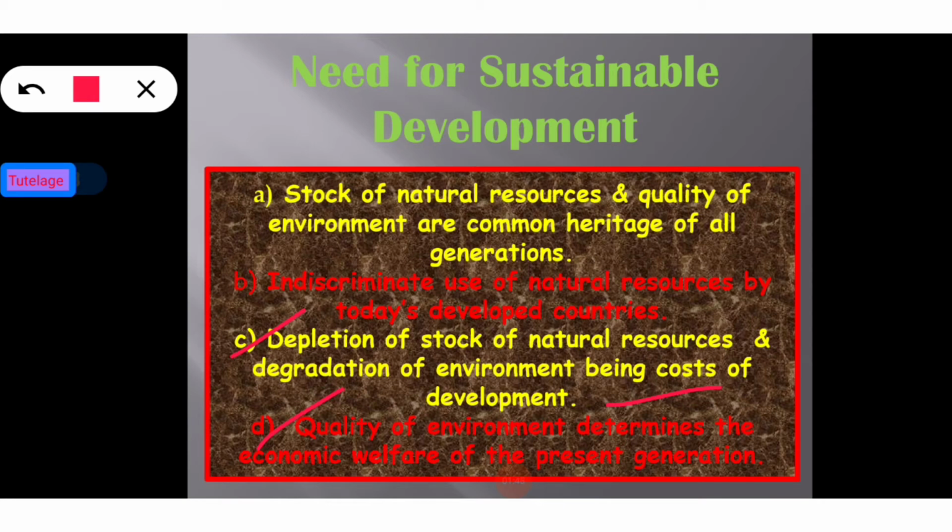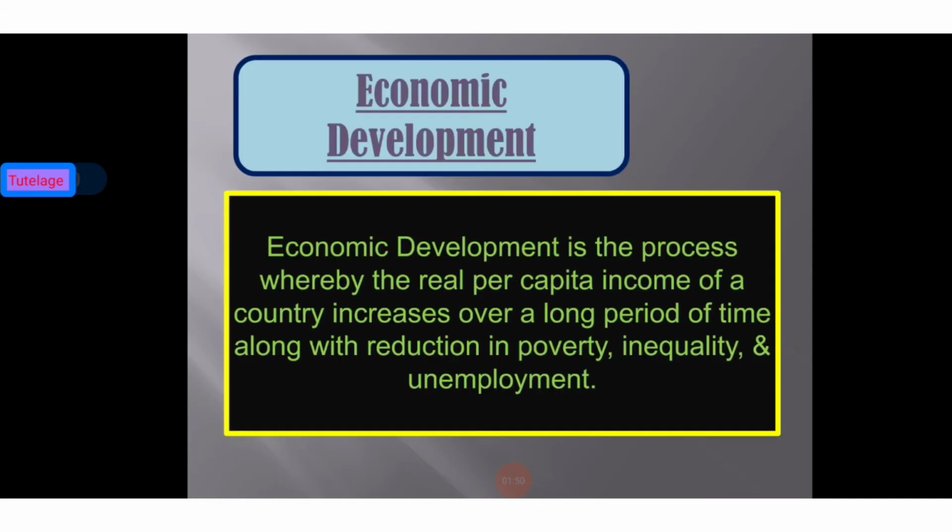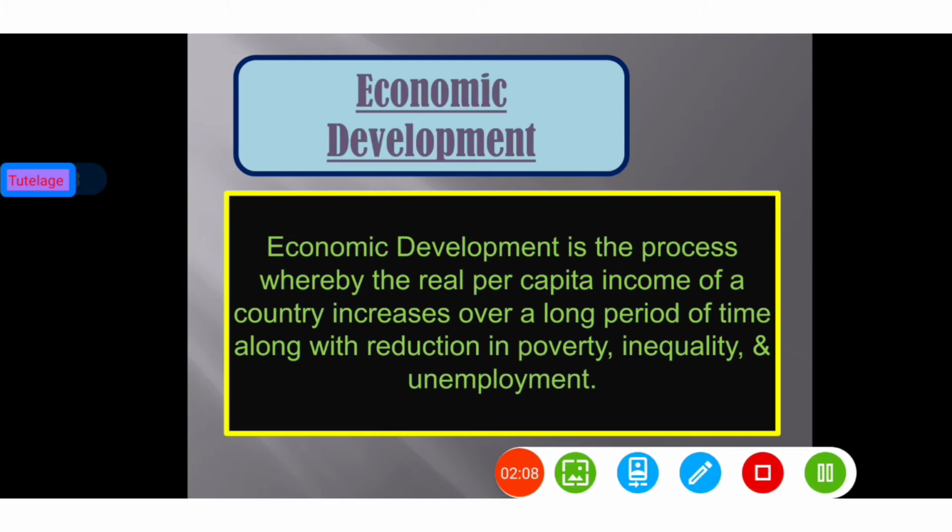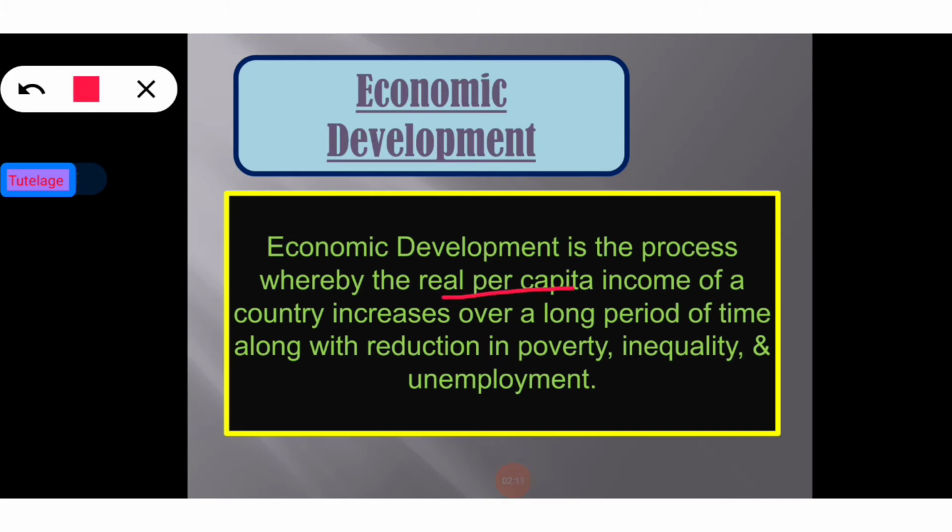And now going to the next topic, that is economic development, effects of economic development on resources and environment. But before going to the next topic, we have to discuss, what do you mean by economic development, in a short note. So economic development is basically a process whereby the real per capita income of a country increases over a long period of time along with the reduction in poverty, inequality and unemployment.